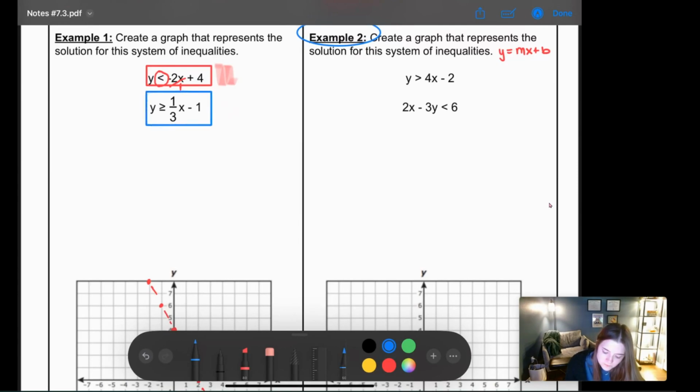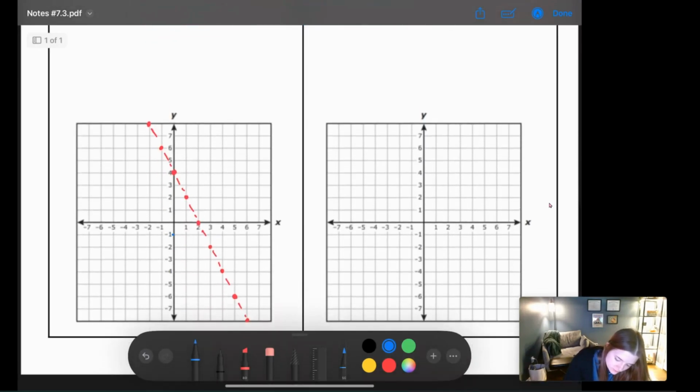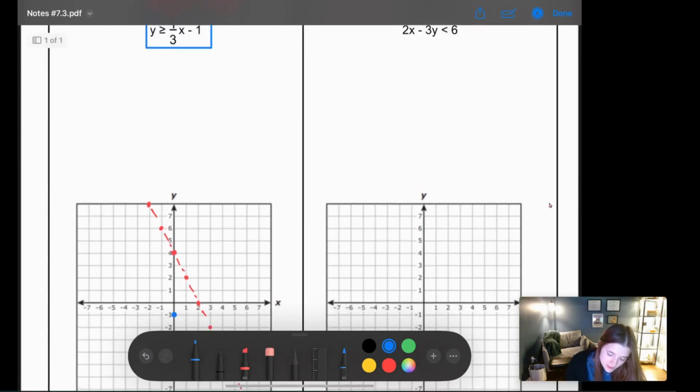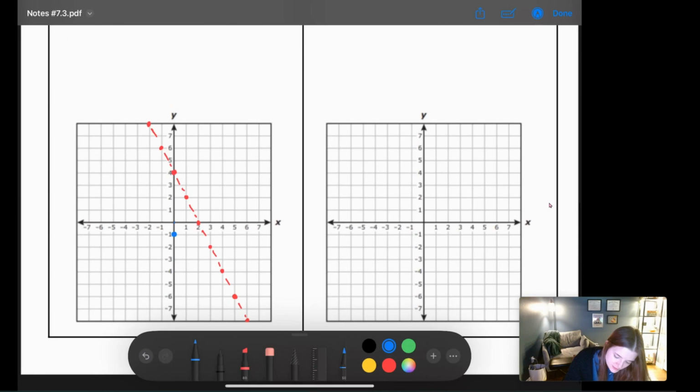There we go. So let's see. Our slope-intercept, or our y-intercept, is at -1. So I'm going to put my first point at -1 on that y-intercept. Then my slope is positive 1/3. So I'm going to go up 1 over 3. Up 1 over 3. Oh, I accidentally went up 2 that first time, sorry. Up 1 over 3. Up 1 over 3.